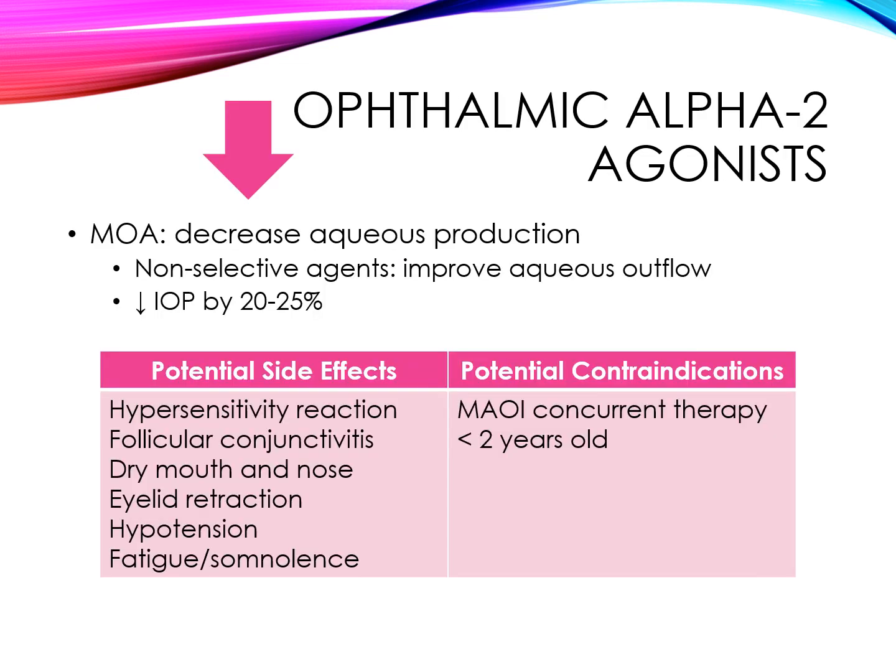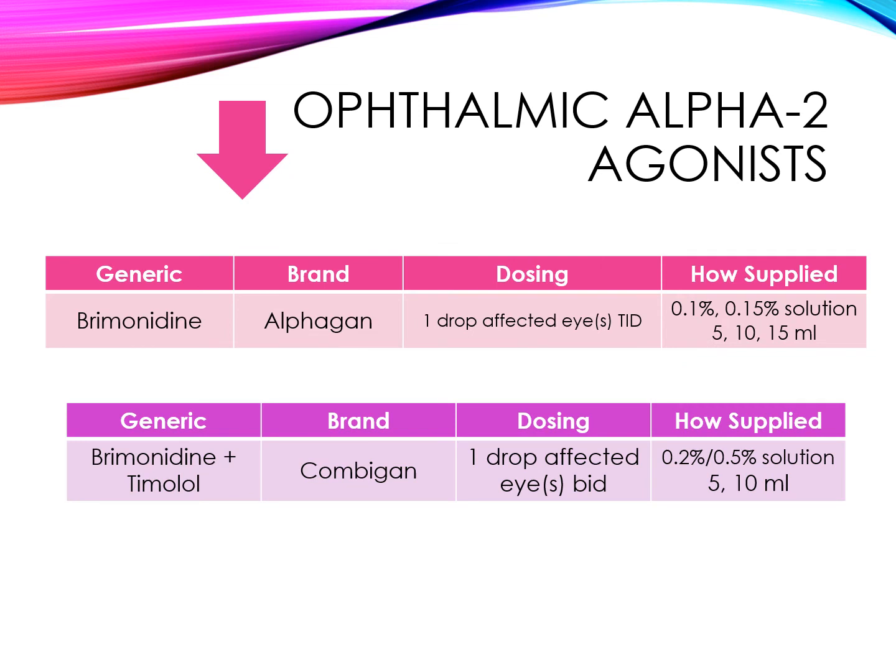Ophthalmic alpha-2 agonists decrease aqueous humor production. Non-selective agents, just meaning alpha agonists, can improve aqueous outflow. These agents decrease intraocular pressure by 20 to 25%. These agents are contraindicated with use of MAOIs, and there's also a drug-drug interaction for an additive decrease in pulse with other bradycardia-causing agents. I've listed the alpha-2 selective agonists here, including its agent by itself and in a combination.